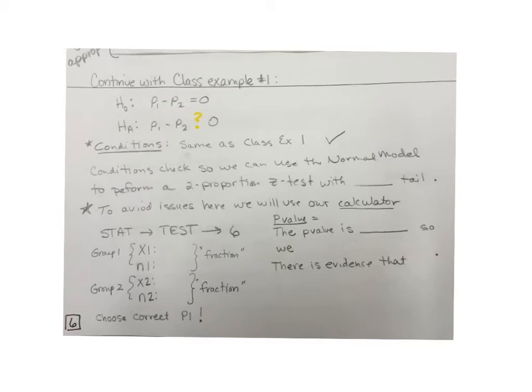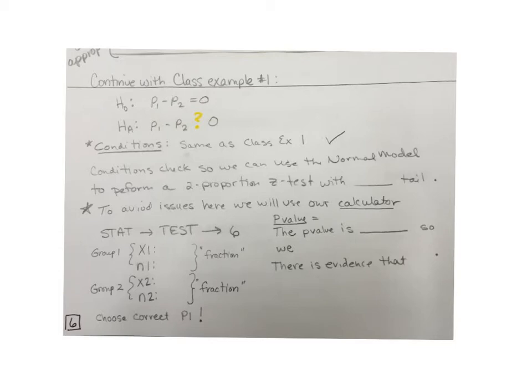Also, the conditions would be checked already. We did that on the last page. That's something that we would do, obviously, if this was the beginning of the problem and the confidence interval was a follow-up. We would definitely check them. And they checked out, or will check out when we finish that part of the problem tomorrow. Since they checked, we can use a normal model to perform a two proportion z-test with, again, how many tails? 2 tail, 1 tail, depending on what you put for your alternative. To avoid issues, we're going to use the calculator. The left side is kind of the calculator work. Just write that down. We're going to go through that tomorrow together when we get to this point tomorrow.